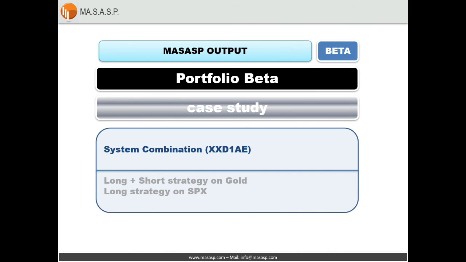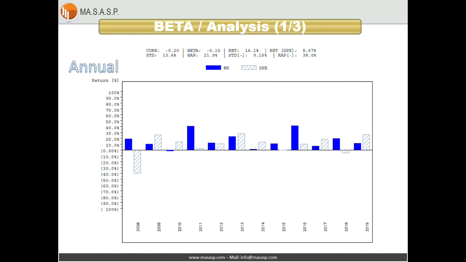Let's see what happens with our four-system combination. This combination is characterized by a very small beta, which is good news to the investor. That is apparent from this chart, as the system is able to deliver considerable profits, even when the market carries losses.